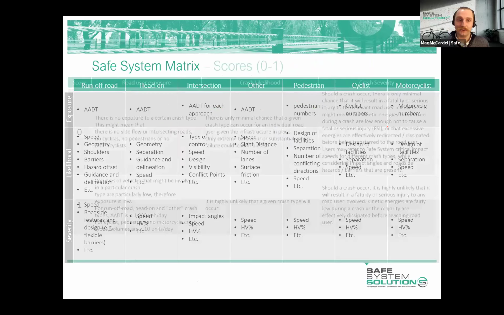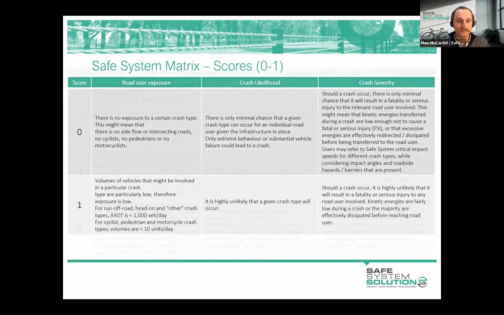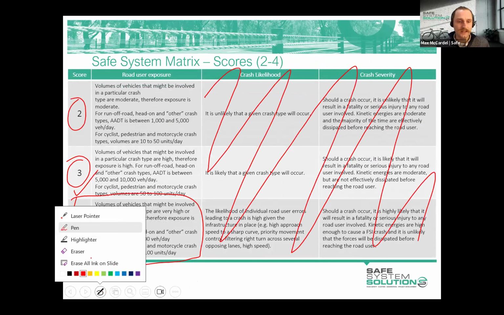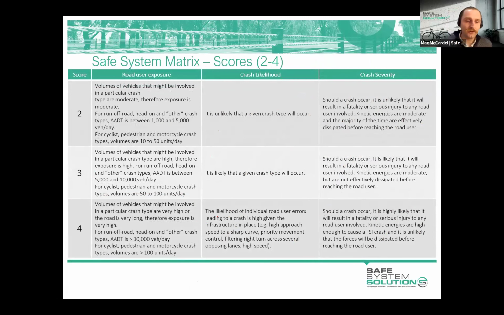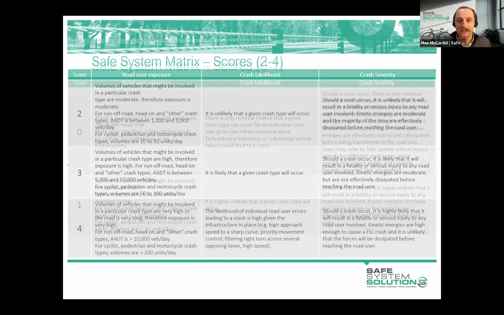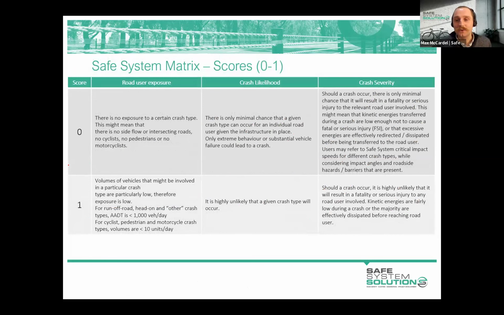And if I go back to my little table, I think that's 600, no, 60, sorry, that was 10%, 60 units per day. So we've got 60 motorcyclists a day. Thank you for the correction. That was my error. A bit too excited there. So that's a score of 3.